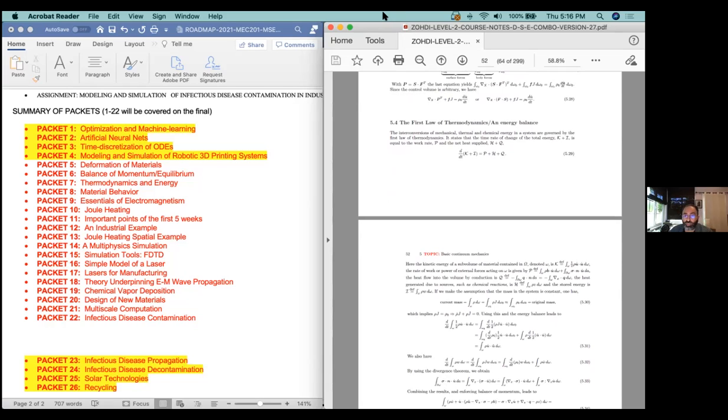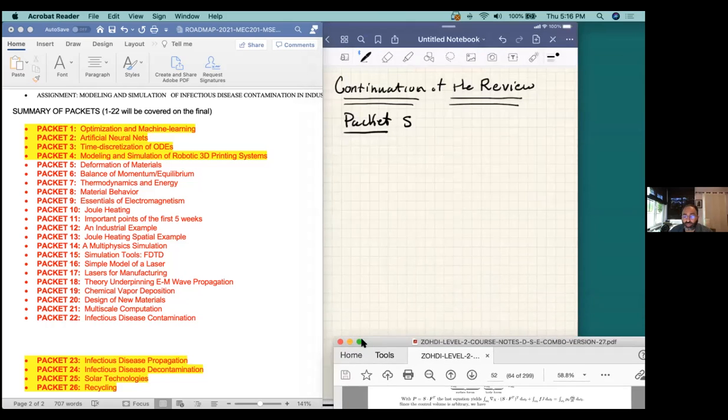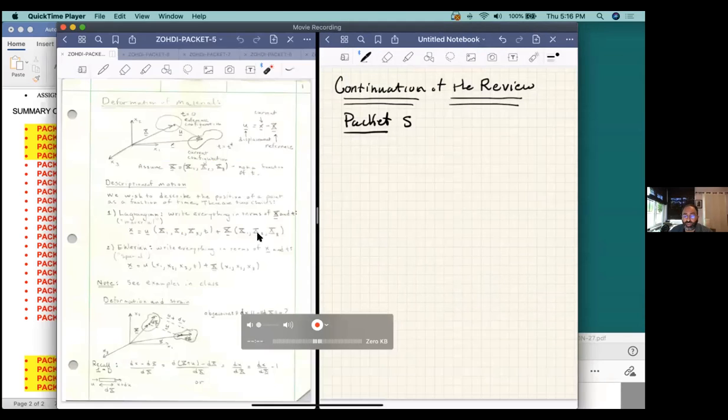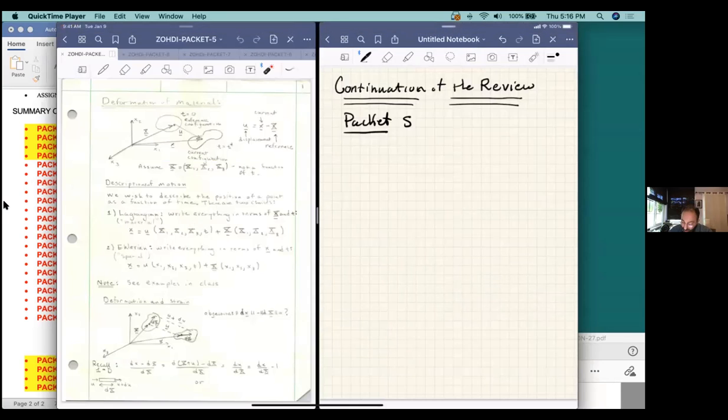So let's look at packet number 5 a little bit more closely, and then we'll come back to the notes right now. So in packet number 5, the main topic of interest is that we have some kind of arbitrary blob, and that arbitrary blob could have come out of a 3D printer nozzle. So if there was a nozzle and this stuff happened to be released, the idea is how is this thing going to deform after a given period of time, and then when it splats onto a surface.